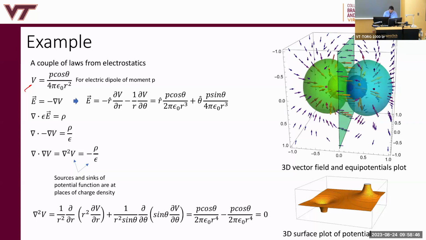We know that the electric field is minus the gradient of V. V is the scalar potential field, and the electric field is minus the gradient of that. We can calculate that gradient using this formula here. This is in spherical coordinates, and V only has r and theta dependence, so we get from it an r component and a theta component.